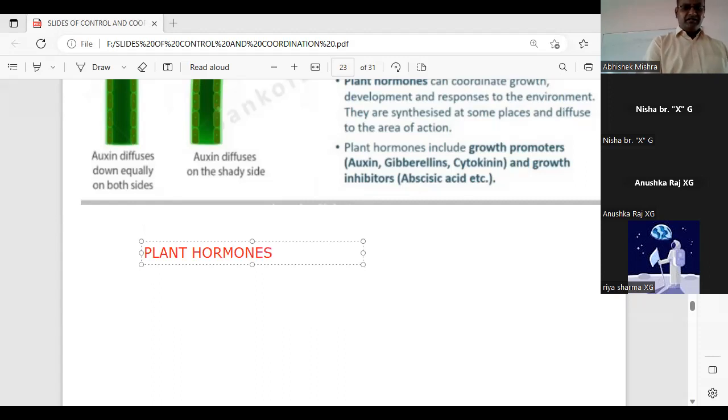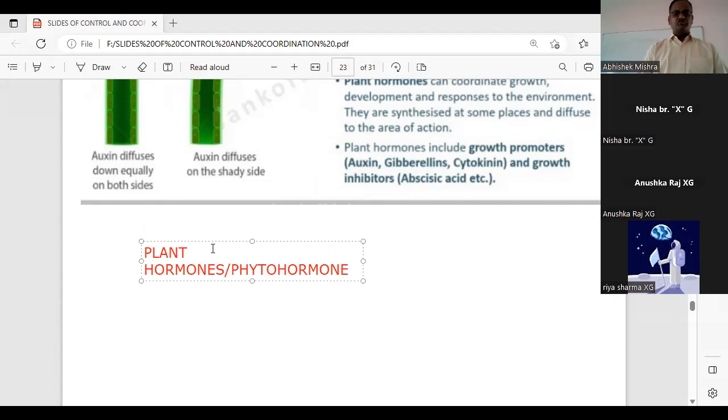While the other name is phyto. Remember, this is very important. Phytohormone. Phyto means plant. Okay, that is why the name is given phytohormone. Remember, altogether we have to study 4 plant hormones in our syllabus.